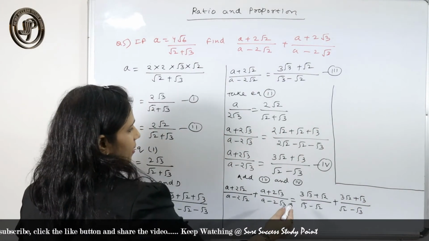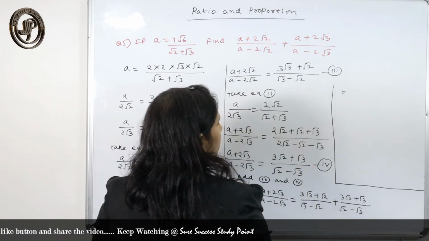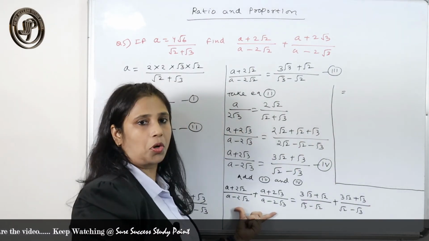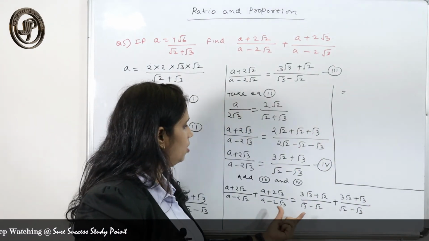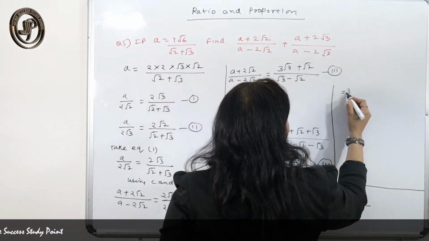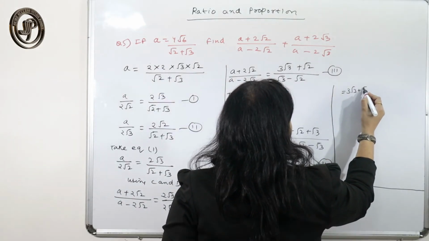How can we add them? So I am doing only the RHS part. Remember, LHS is your this. That was your question. So how can you add this?